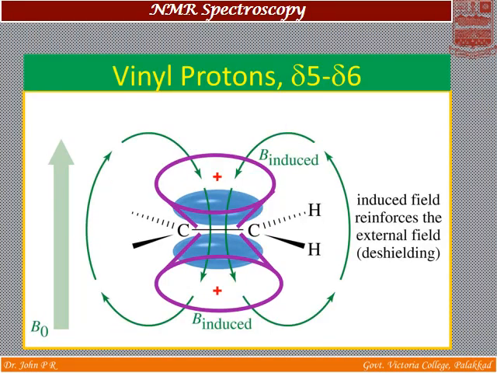Another situation is the chemical shift of vinyl protons. They appear in between 5 and 6 ppm. In the case of aromatic protons, the chemical shift value is from 6 to 8 or 9. But here it is slightly less.